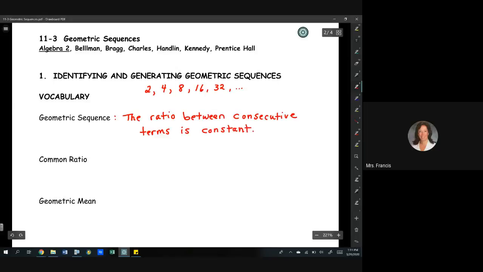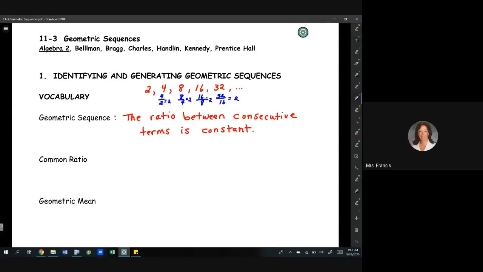Okay, so what do I mean by consecutive terms? One right after the next. So we've got 4 divided by 2. We've got 8 divided by 4. We've got 16 divided by 8. We have 32 divided by 16. If you notice, all of those ratios are equal to 2. So that makes this a geometric sequence.